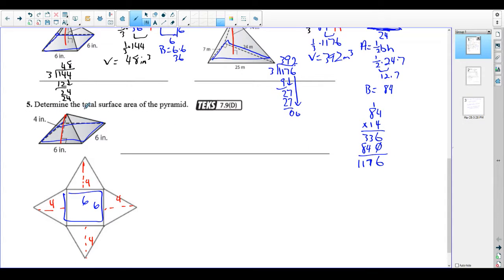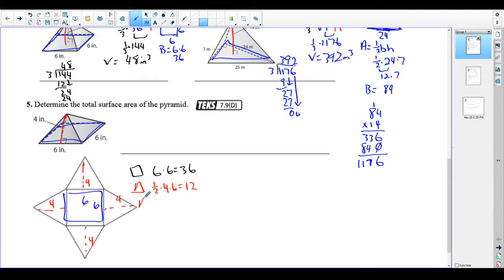Alright, so number 5, total surface area of a pyramid. So again, surface area, you draw the net, or the net will be given to you. Fill in the numbers if you need to, and then find the area of each part. Okay? So if we look at our middle square, 6 times 6, 36. And then we have these 4 triangles on the outside that have a base and height of 4 and 6. So 1/2 of 4 times 6. So let's see, 4 times 6 is 24. Half of that is 12.